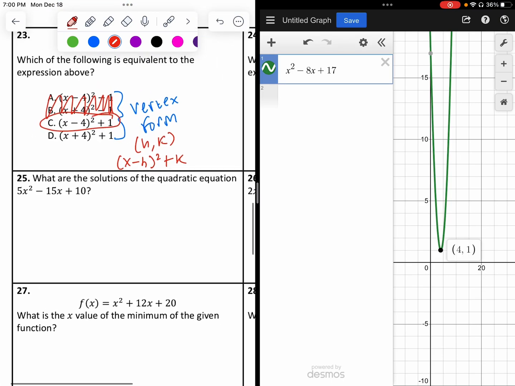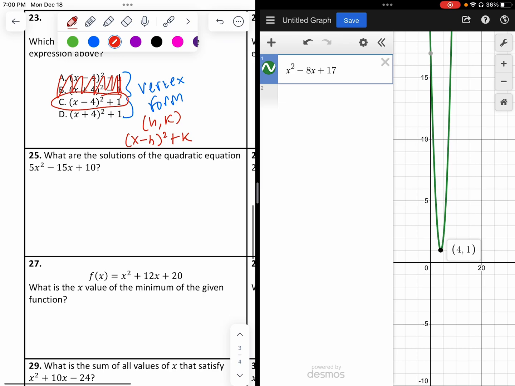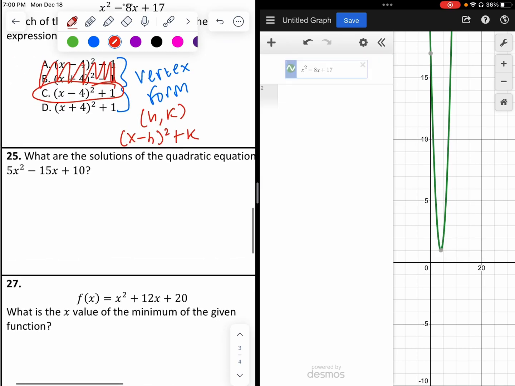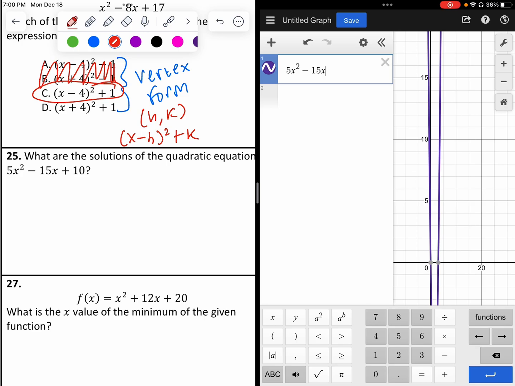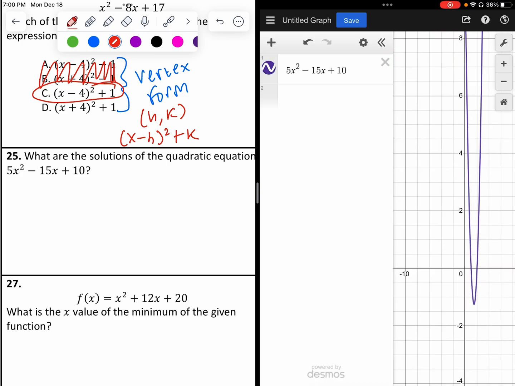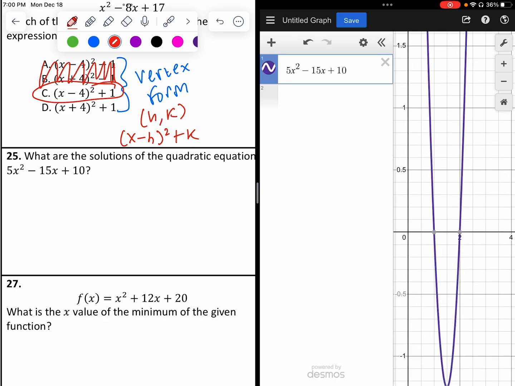What are the solutions to the quadratic equation? So there's a couple of ways that you could do this. You could graph this. I will show you how to graph it, and I will also show you how to do it algebraically. So we'll have 5x squared minus 15x plus 10. Now, once I do that, it's really, really tiny, but there it is. Okay, you can look at the two x-intercepts. So in here, we'll have x is equal to 1 and x is equal to 2.